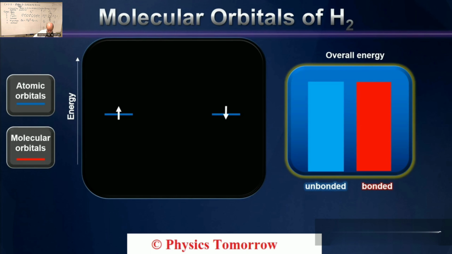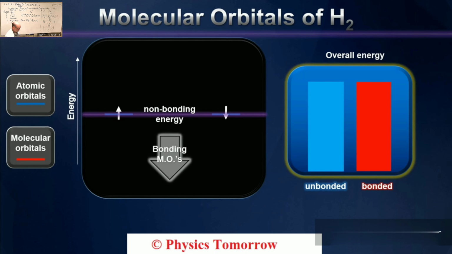In order to fully understand the molecular orbitals of an H2 molecule, we have to plot them in terms of energy. So here in this depiction, I've shown the two atomic orbitals as these lines in blue. That will be our non-bonding energy. Unless there's an energetic benefit to forming molecular orbitals, these two atoms aren't going to get together and do that. So bonding molecular orbitals will be lower in energy, and antibonding orbitals will be higher in energy than this purple line that I've drawn.